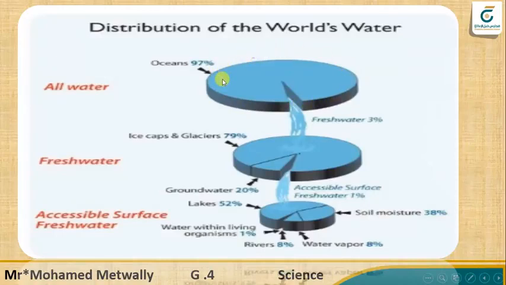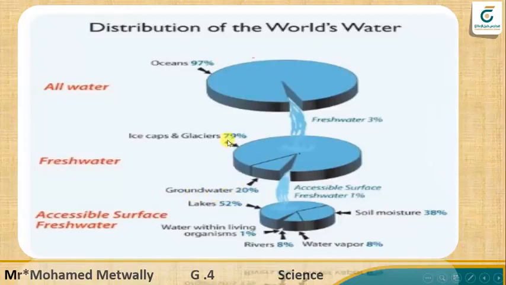Of the three-fourths of water, 97% is salty water, which you can find in oceans and seas. Still 3% remains, which is represented as fresh water. This 3% of fresh water can be distributed as 79% in the form of ice, which you can see in frozen state in glaciers and ice caps. Another 20% is in the form of groundwater.